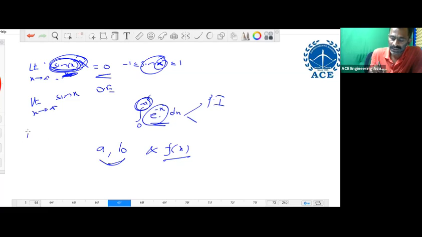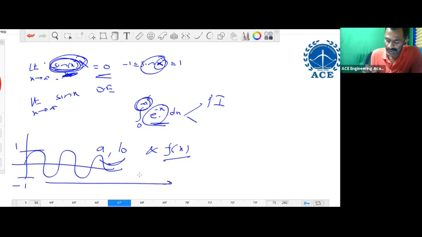As x increases, the graph of the sine function is like this one. It lies between minus 1 and plus 1. As x increases indefinitely, the sine is oscillating, not tending to a particular value, not stopping. It is continuously moving like this. That's why the limit does not exist in this case. For sin x by x, the limit exists. That is 0 only.